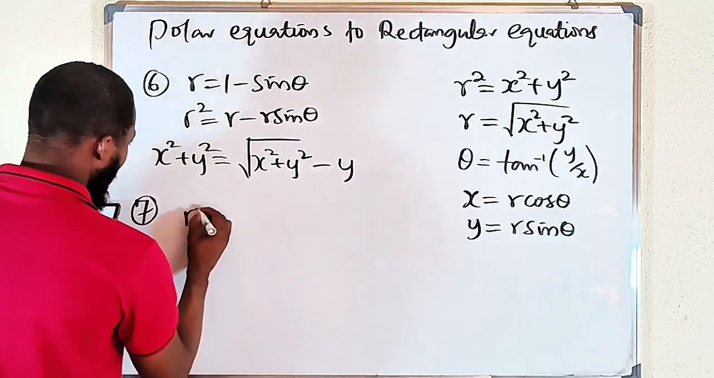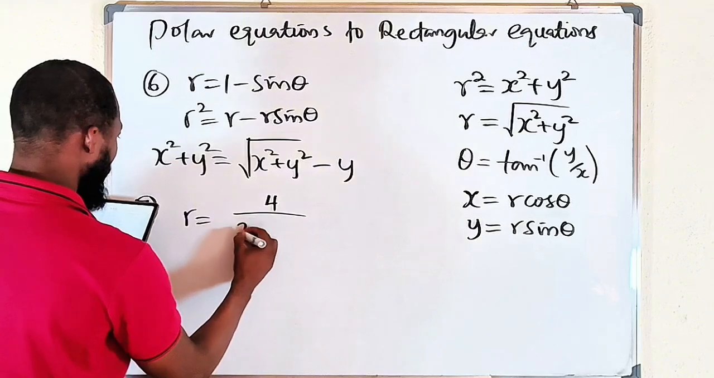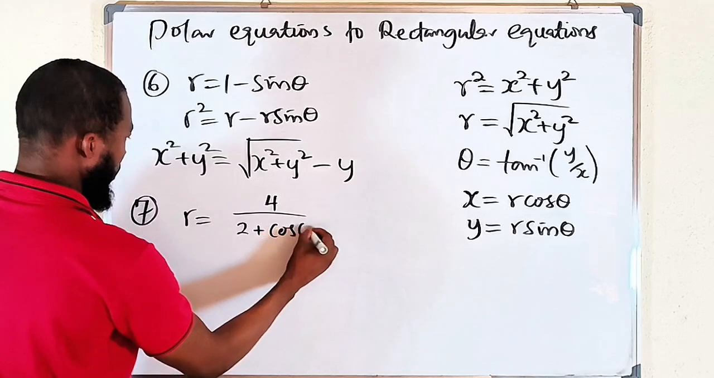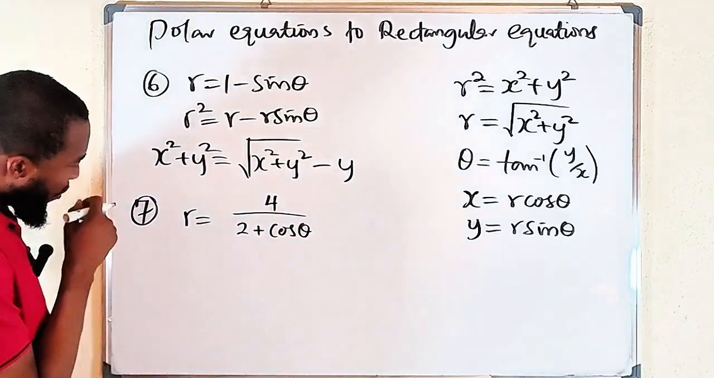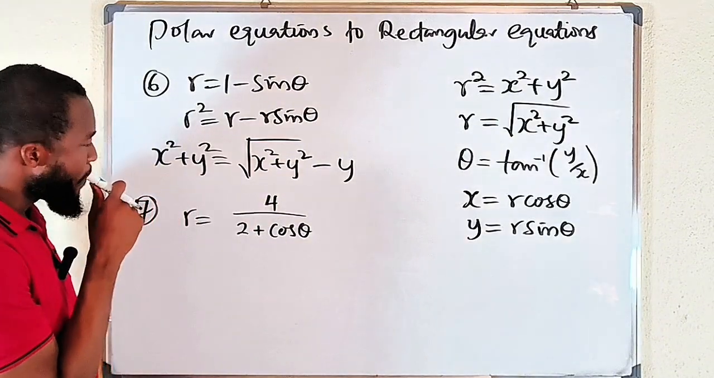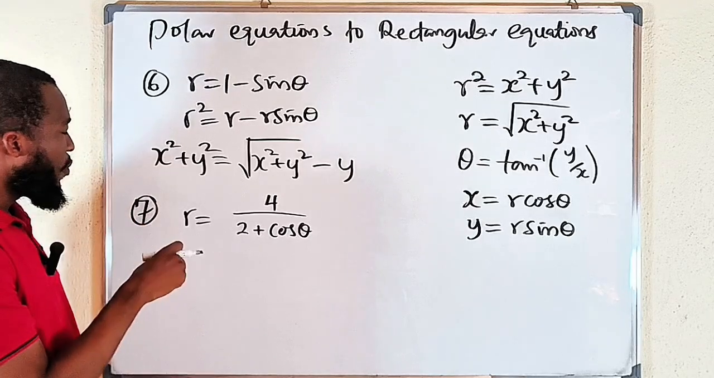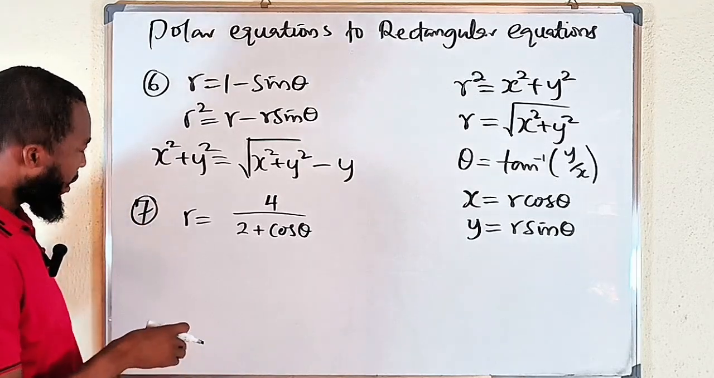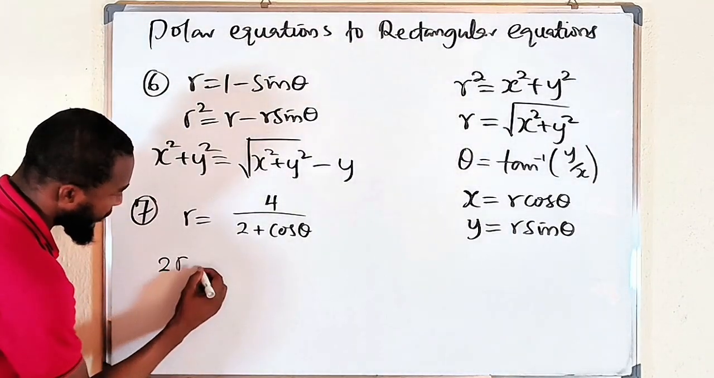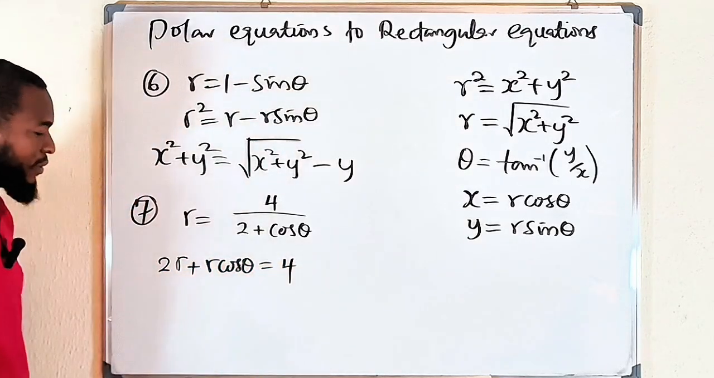Question number 7. We have that r is equal to 4 divided by 2 plus cos theta. So let me see, how can we do this? Can I multiply the top and the bottom by r? I think I can do that. But why not just cross multiply? I think we can cross multiply, right? So that we have 2r plus r cos theta, and this is equal to 4.